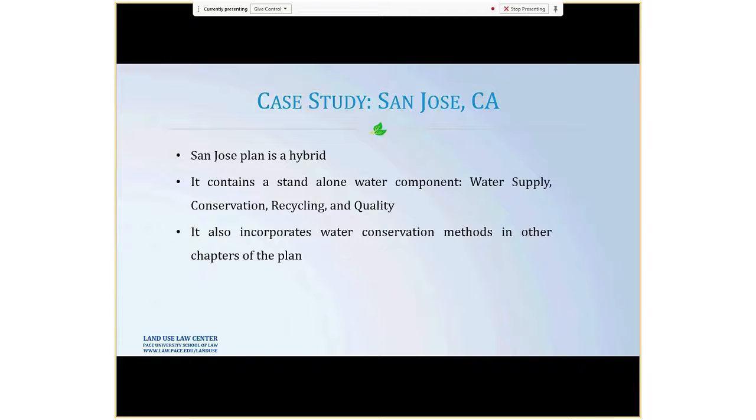The San Jose plan is a hybrid. It contains a standalone water component. It's called Water Supply Conservation, Recycling, and Quality, but it also incorporates water conservation methods and best practices in other chapters of the plan, such as future land uses or environmental quality or urban form. And some of the implementation techniques that can go in those components include water efficient landscaping, increasing groundwater infiltration, requiring low impact development, etc. Next slide.